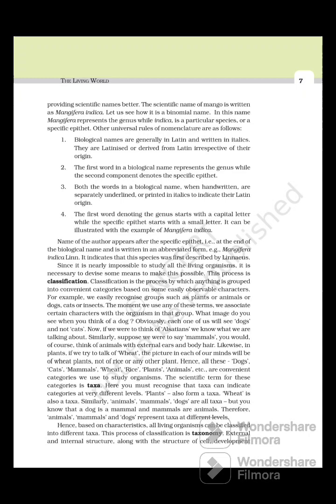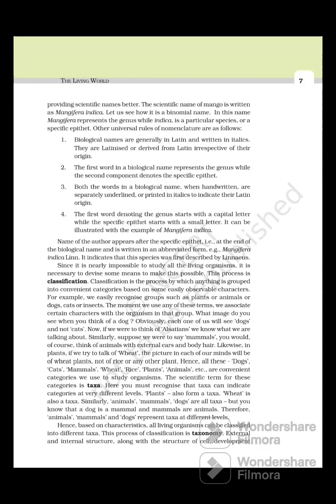Since it is nearly impossible to study all the living organisms, it is necessary to devise some means to make this possible. This process is classification. Classification is the process by which anything is grouped into convenient categories based on some easily observable characters. For example, we easily recognize groups such as plants or animals or dogs, cats or insects. The moment we use any of these terms, we associate certain characters with the organisms in that group.